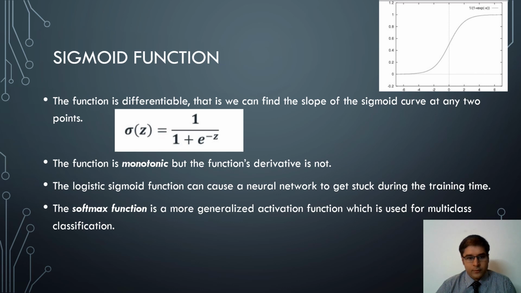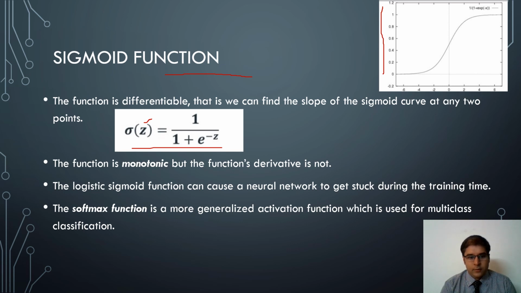Now we discuss the sigmoid function. The function is differentiable, that is, we can find the slope of the sigmoid curve at any two points. After the summation, we get the local field as z, and we apply the sigmoid function here. That gives us 1 by 1 plus e to the power minus z, and that is this curve here. It is fully differentiable. The function is monotonic, but the function's derivative is not. The logistic sigmoid function can cause a neural network to get stuck during training time. So this is a drawback when using the sigmoid function as an activation function.